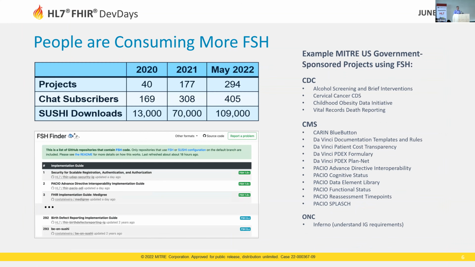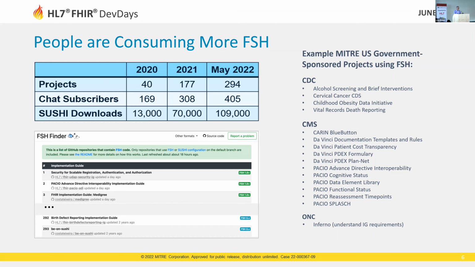And here's sort of the trends in terms of projects and how many people are on Zulip chat. And the projects have grown in the last 2 years from about 40 projects to almost 300 projects. We track that through a tool called Fish Finder, which just goes through known GitHub locations and sees whether there are fish files there. Credit to my colleague Max Masnick for that.